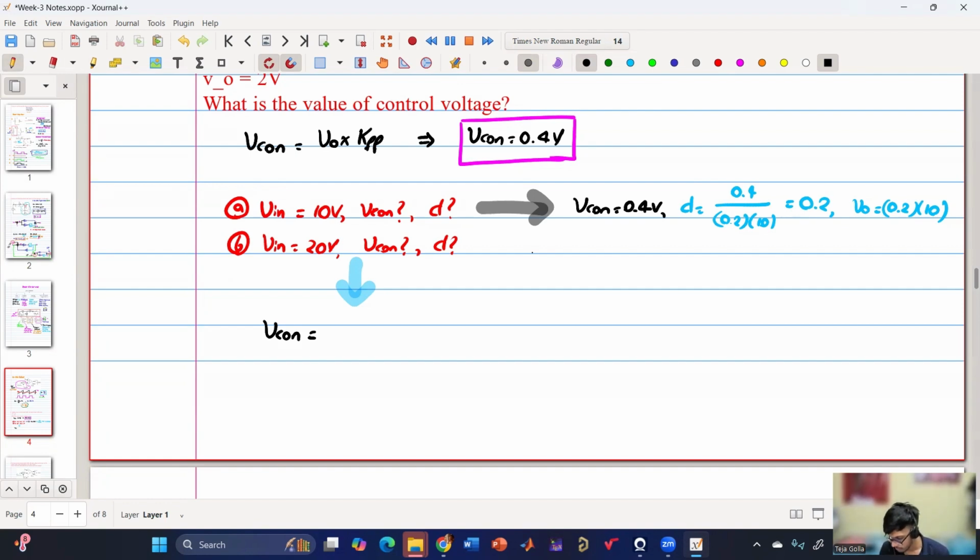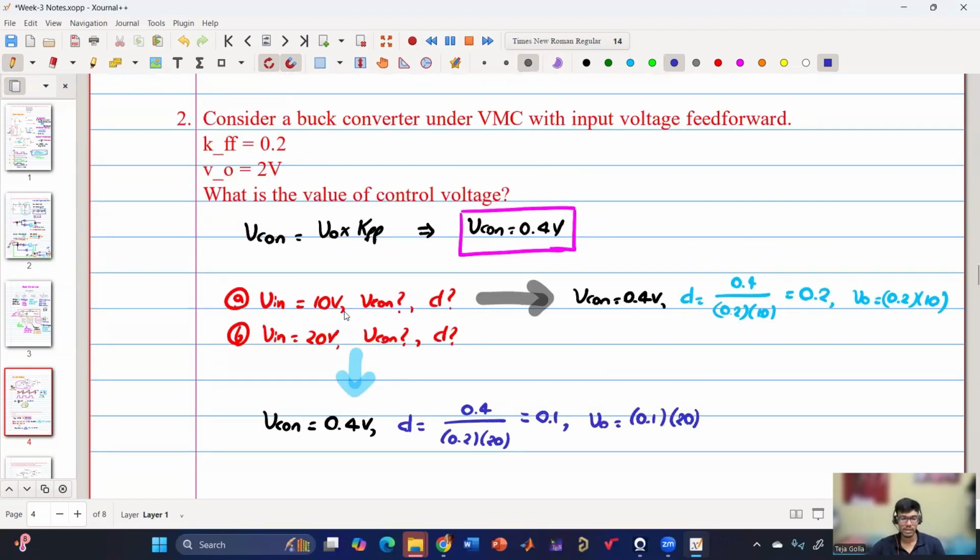Same, 0.4. So it will be the same because it is independent of input voltage. Now what will be the duty ratio? Vcon by KFF into input voltage, right? So what is duty ratio now? 0.1. So if I calculate V naught again, V naught is 0.1 into 20, which is again 2 volt.